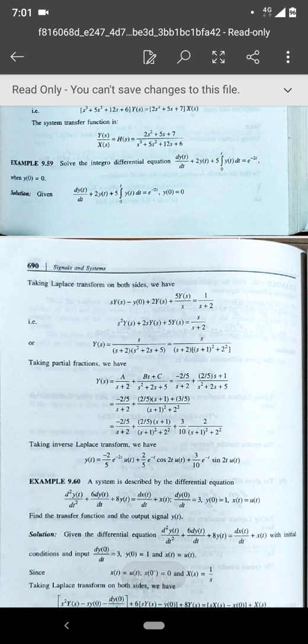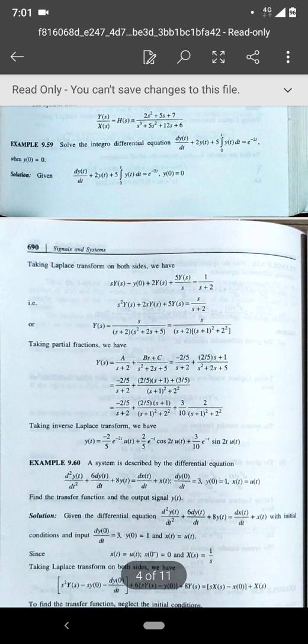So you'll get the result. What is the inverse Laplace transform of 1 by s plus 2? That is e raised to minus 2t u of t. Minus 2 by 5 is already there. Then plus 2 by 5 will come outside. What is the other thing? e raised to minus t, then it is in the form of cos, that is cos 2t u of t. The other one is 3 by 10 e raised to minus t sine 2t u of t.